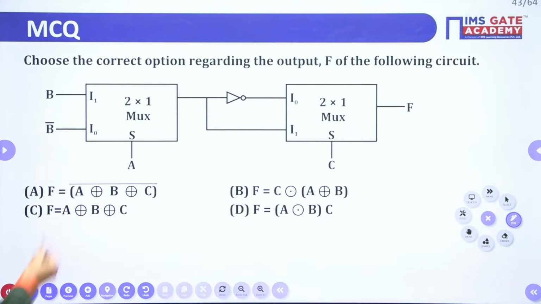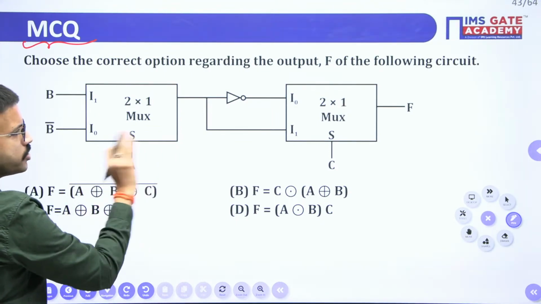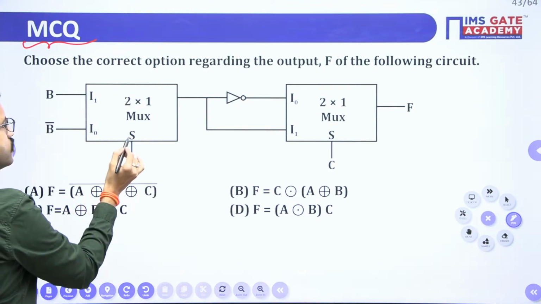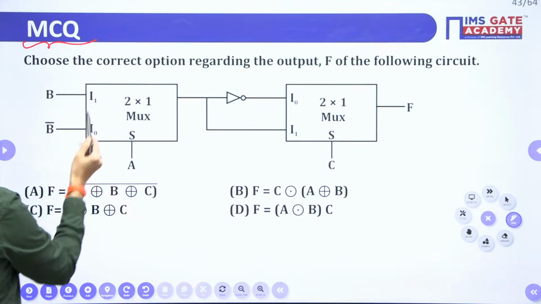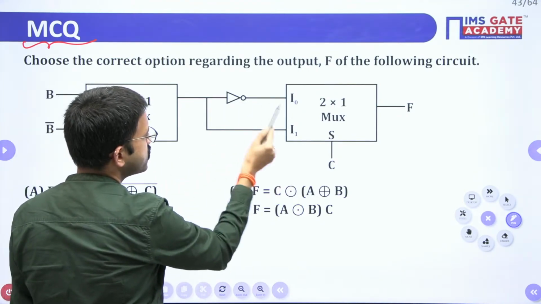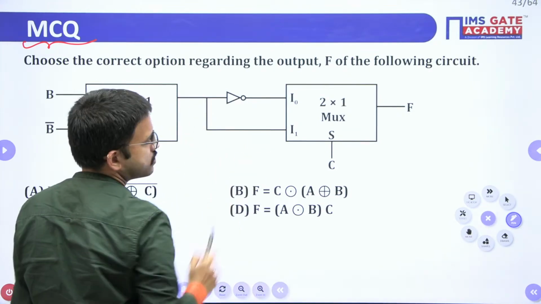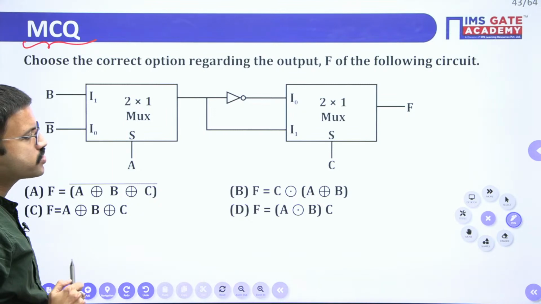Now the last question regarding this chapter. This is an MCQ question. Only one option will be correct. Here they have given two muxes, both are 2 by 1 mux only. Here the selection line is A, and here the selection line is C. Here I0 is B bar, I1 is B. I0 is the output of this NOT gate, I1 is the output of this mux directly. They are asking for the final output expression F. Regarding that, they have given 4 choices. You have to choose the correct one.